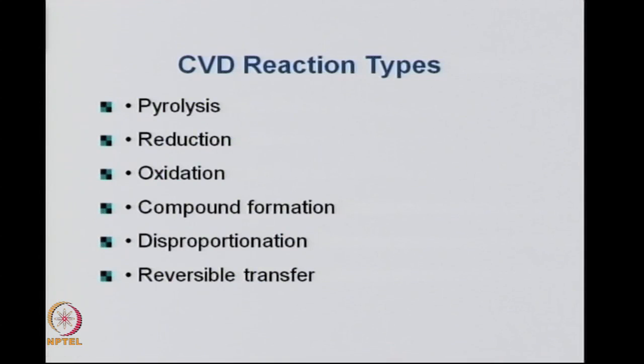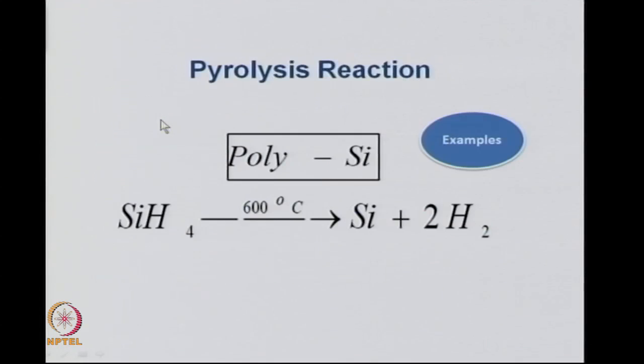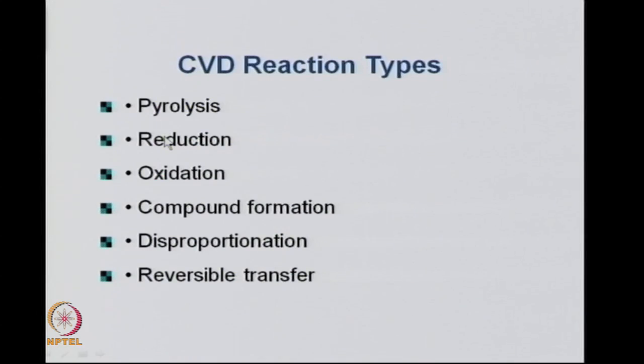Now, there are various methods of doing CVD. One is the pyrolysis method, and then you have reduction, then oxidation and compound formation. You can have a disproportionation reaction or a reversible transfer reaction. So, there are a variety of methods by which you can do these chemical vapor deposition techniques.